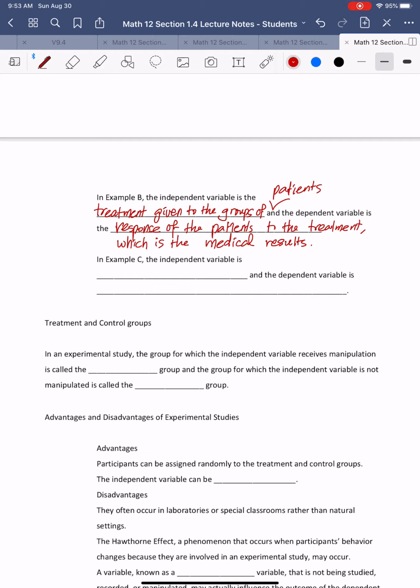But in example C, the independent variable is the yoga class, right? The independent variable means the people doing yoga have been given instructions. And then the dependent variable means whatever comes out as the result of the instruction, which is the length of time the participant holds the plank position.